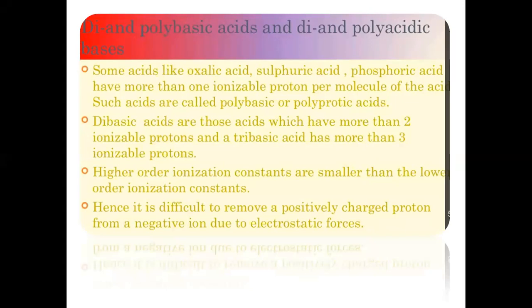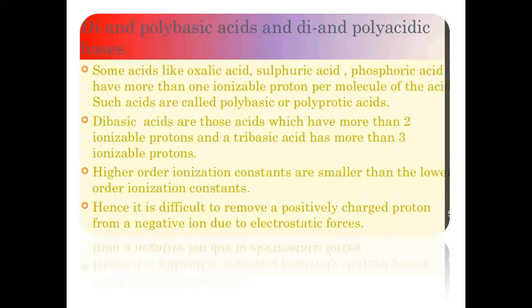Now some acids like oxalic acid, sulfuric acid, phosphoric acid have more than one ionizable proton per molecule of acid, and such acids are known as polybasic or polyprotic acids. Dibasic acids are those acids which have two ionizable protons. Tribasic means three, and higher order ionization constants are smaller than the lower order ionization constants.